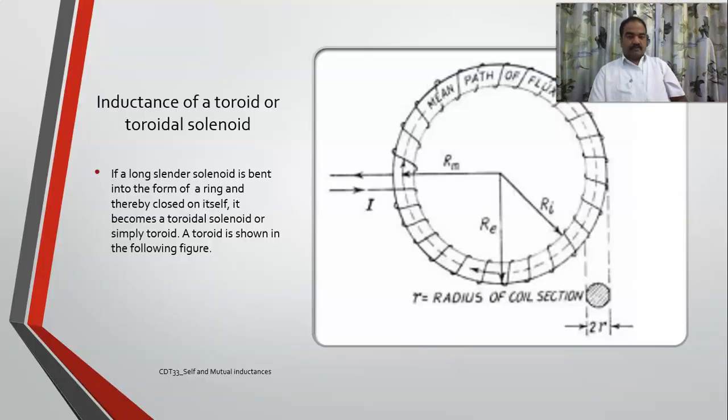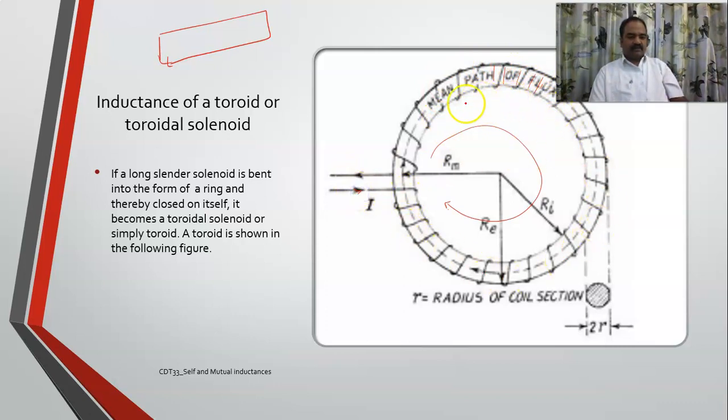Now, first of all, let's see what we mean by a toroid. A toroid is just like a long solenoid. Normally a solenoid will be in this fashion, whereas if you bend it in a circular fashion, then it is called a toroid. Shown in the figure is a toroid. If you carefully see, it is just like a circle. Now this is your medium and the coil is wound on it, and you are allowing a current of I to pass through it.